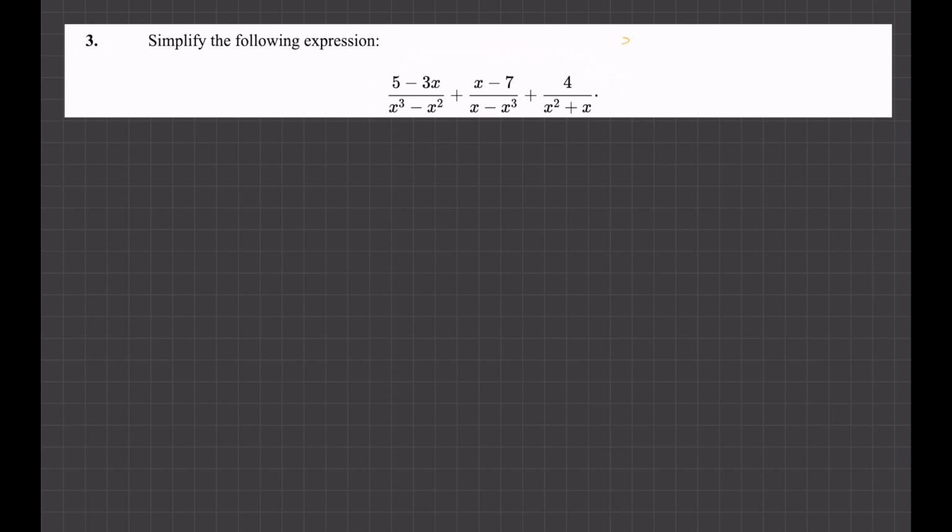So x to the power of 3 minus x squared, I can simply pull out x squared. It becomes x squared times x minus 1. The second one, I will also do the same trick, because if I pull x out, it becomes 1 minus x squared. And if I factorize 1 minus x squared, it becomes 1 minus x times 1 plus x. But you see, I want to have x minus 1. So again, the same trick.